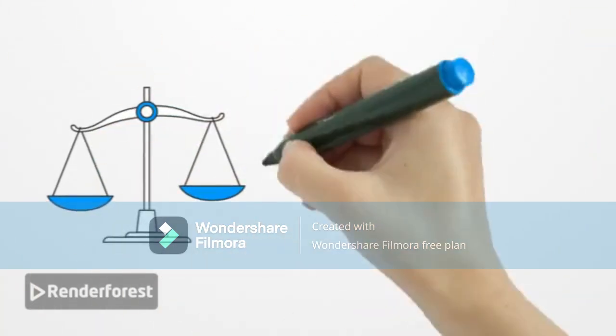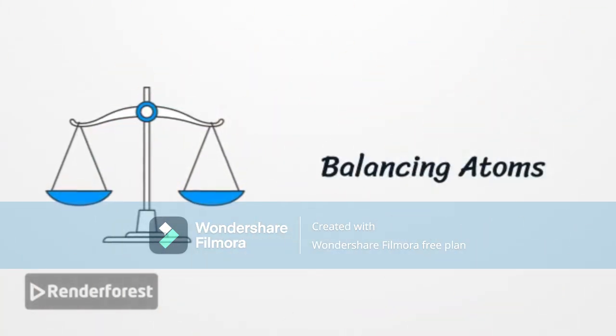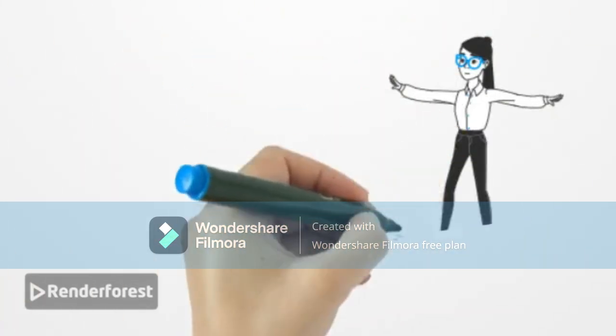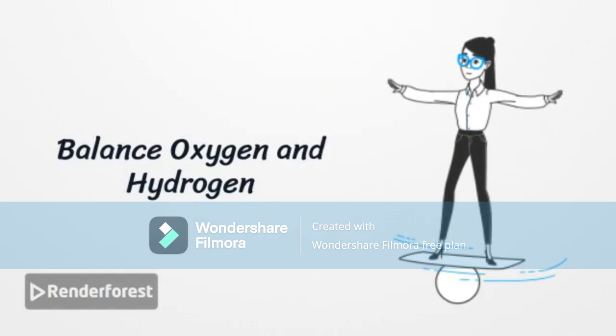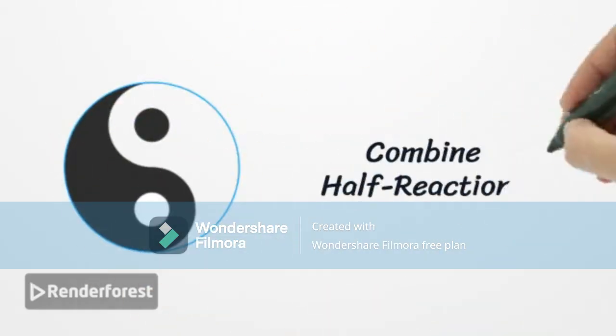Next, balance the atoms in each half reaction, starting with the elements other than oxygen and hydrogen. Then, balance the oxygen atoms by adding water molecules, and balance the hydrogen atoms by adding hydroxide ions in basic medium. Lastly, equalize the number of electrons lost in oxidation with electrons gained in reduction. Combine the half reactions to get the overall balanced equation.